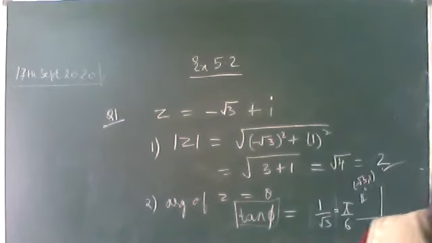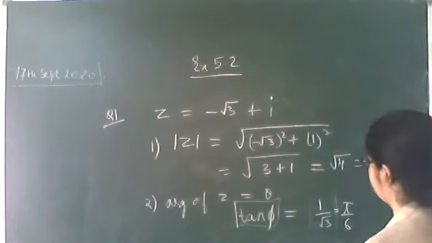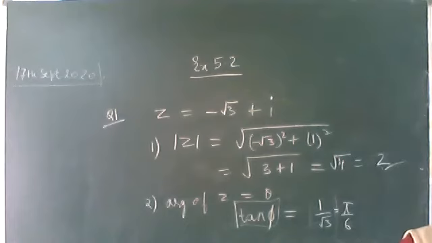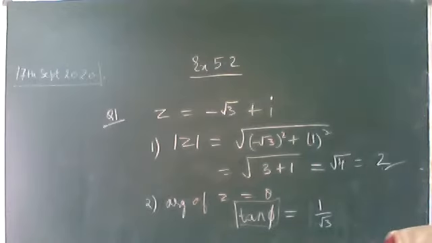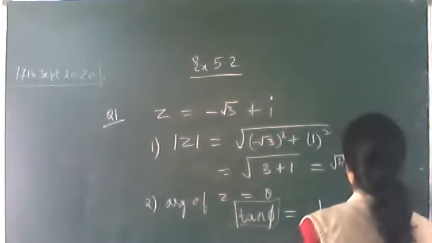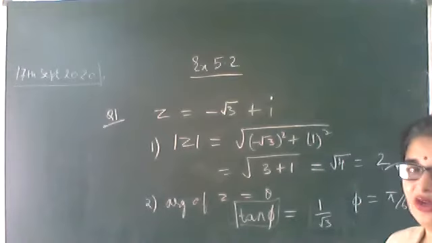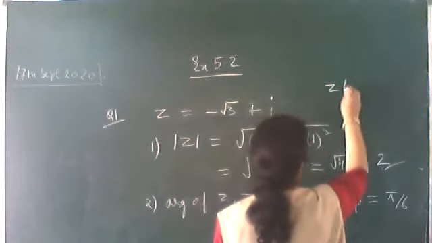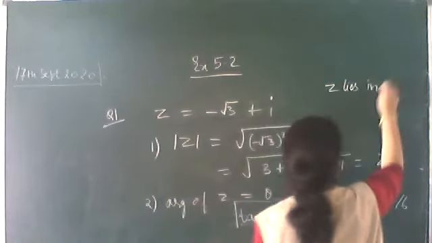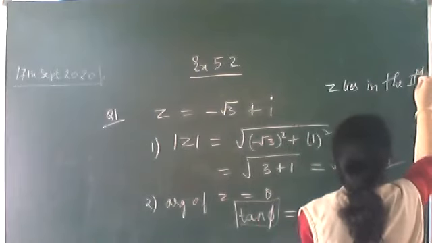Can we write phi as pi by 6? Tan phi is 1 by root 3, so phi is equal to pi by 6. Now if phi is equal to pi by 6, where does z lie? Z lies in the second quadrant.